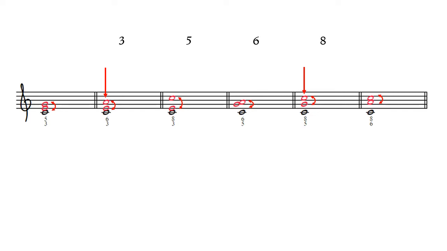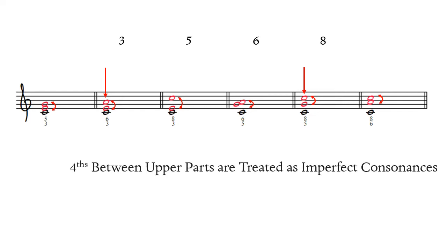But that's okay, because of the first rule in composing counterpoint in 3 voices. Fourths formed between upper parts are treated as imperfect consonances. Fourths are only considered dissonant if they are formed between one of the upper voices and the bass. In other words, if the fourth would show up in our figured bass symbol. And notice that these fourths are treated as imperfect consonances. That means you may approach them by direct motion, and even have parallel fourths, as long as they are formed between the upper parts.